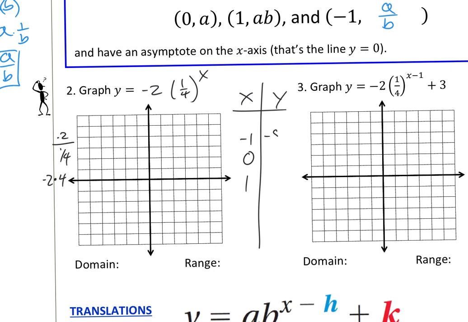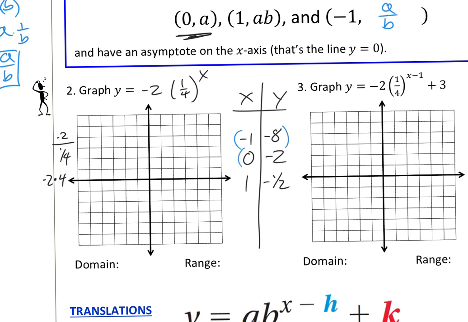So that's really -8. When I plug in a 0 up here, I just get whatever my a is. So that's just -2. And when I plug in a 1, I get a times b. So -2 times 1/4 is -2/4 or -1/2. All right.